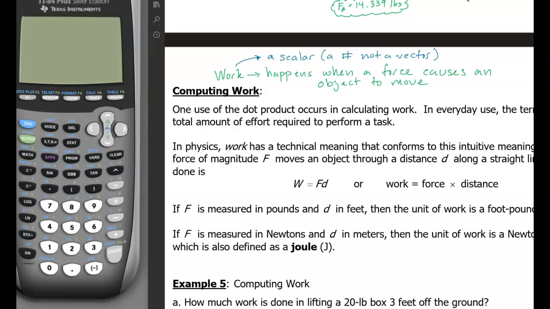We compute work by taking the magnitude of the force times the distance traveled. The magnitude of the force times the distance traveled by an object. This is why if the object doesn't move at all, the distance is 0, no work is happening because you're multiplying by 0.